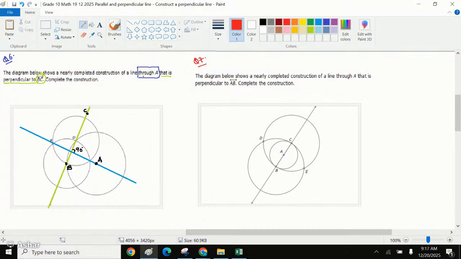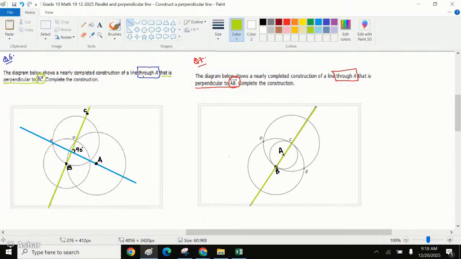The diagram below shows a nearly completed construction of a line passing through point A perpendicular to AB. So the first thing we need to see is, where are points A and B? B is here, A is here. Can we highlight the line for our own convenience? If we highlight the line AB, we can say that this is the line AB, agreed? Which is passing through the points A and B. But now we need to find another line that is perpendicular to this line.